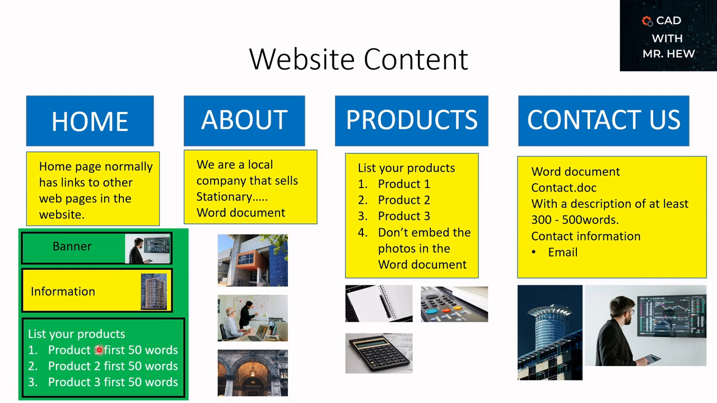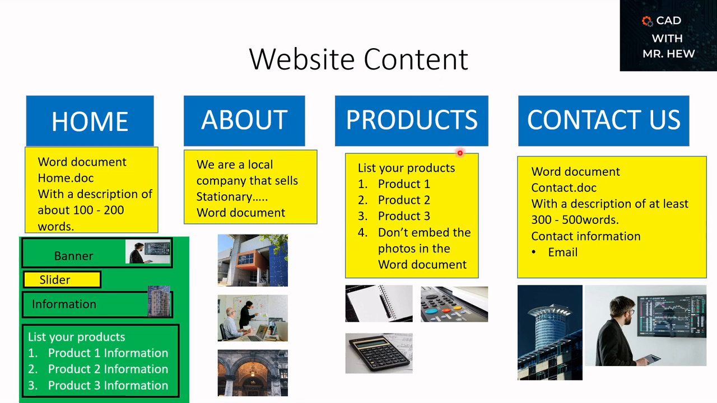So here we could list the first product in the first 50 words, which were, remember, in the product section we had 300 to 500 words. In here we just have the first 50 words, or the summary of the description that was written in the product section. Okay, so we have product 1, product 2, product 3, and we summarize it using the first 50 words of the 300 to 500 words that we used previously on the products web page.